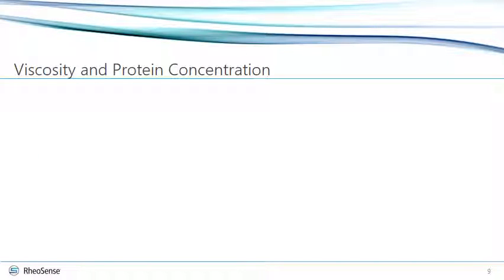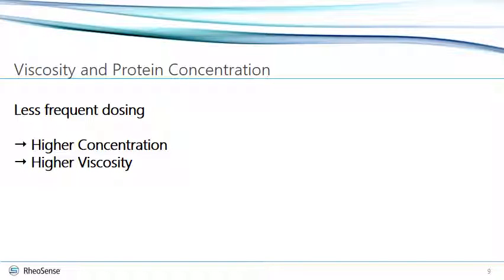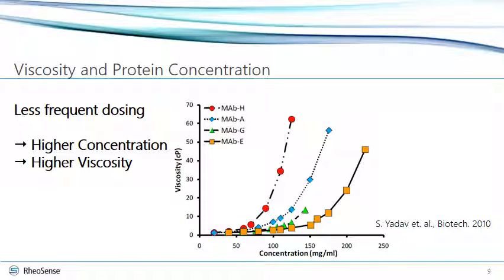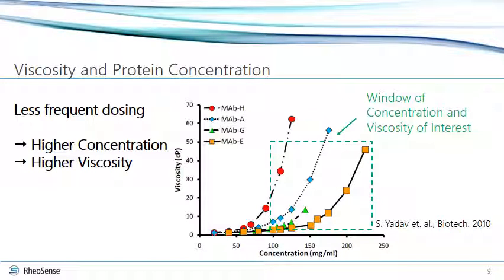Nowadays, the trend in therapeutics is to reduce the frequency of dosing. We're going to achieve that by increasing the concentration of the active compounds in the new drug formulations. The increase in concentration is going to lead to an increase in viscosity. There are a number of features that are going to be relevant for injectability. We're going to have a range of interest for both concentration and viscosity for the therapeutics. Within that range, there are two very important effects.